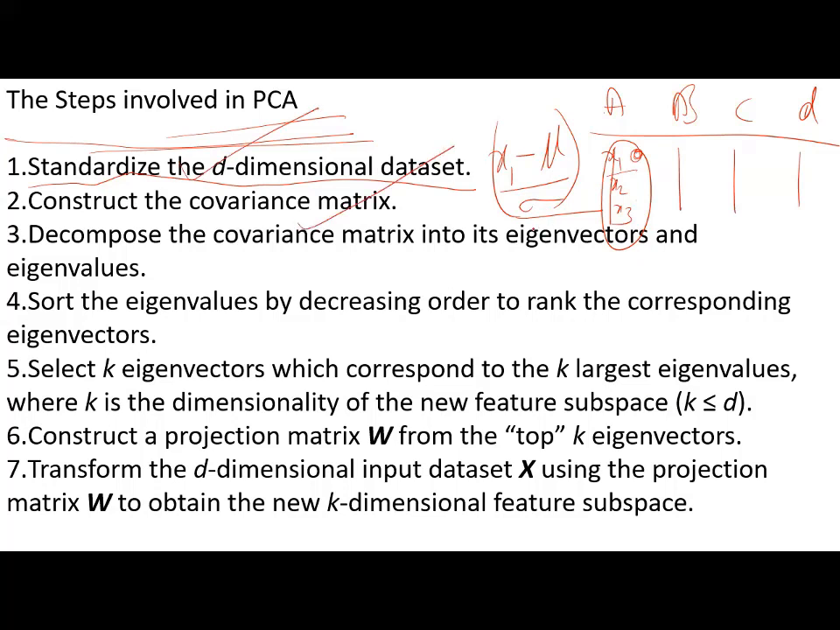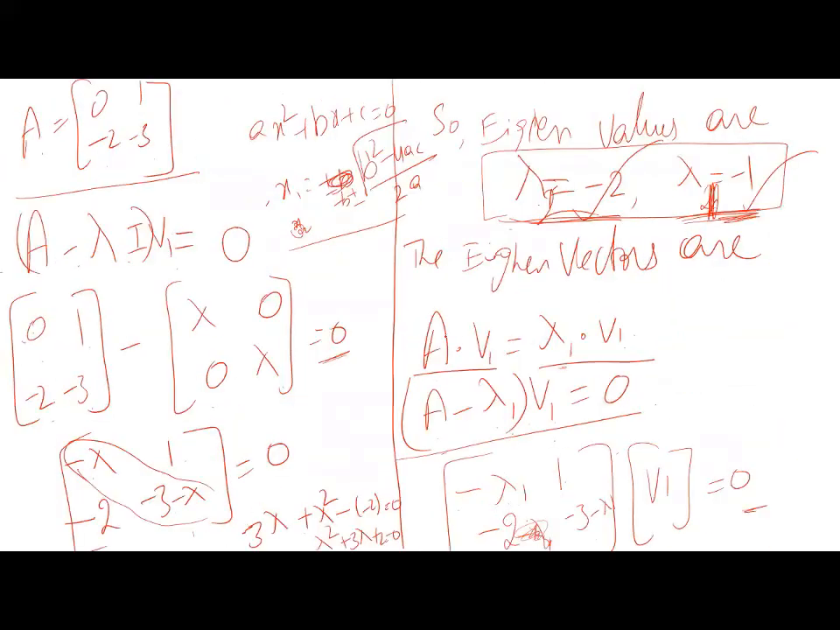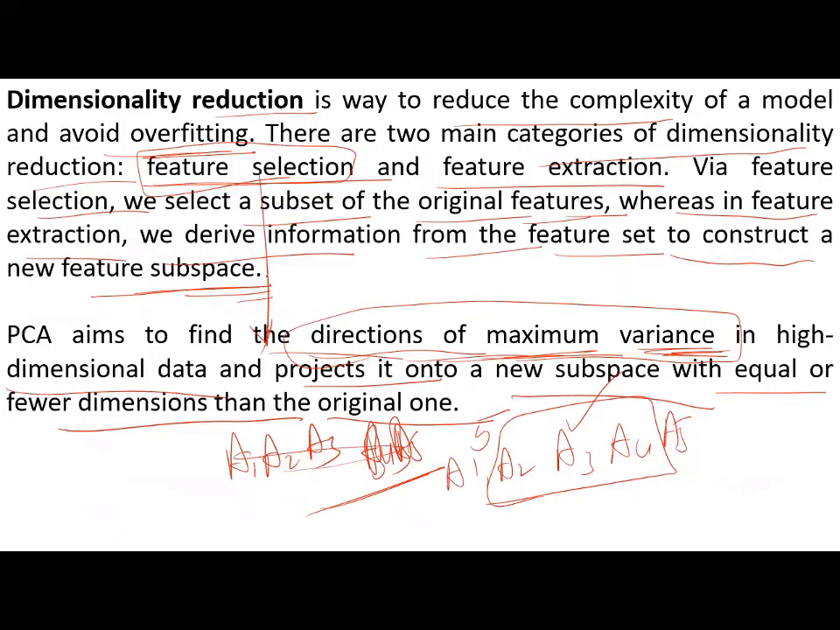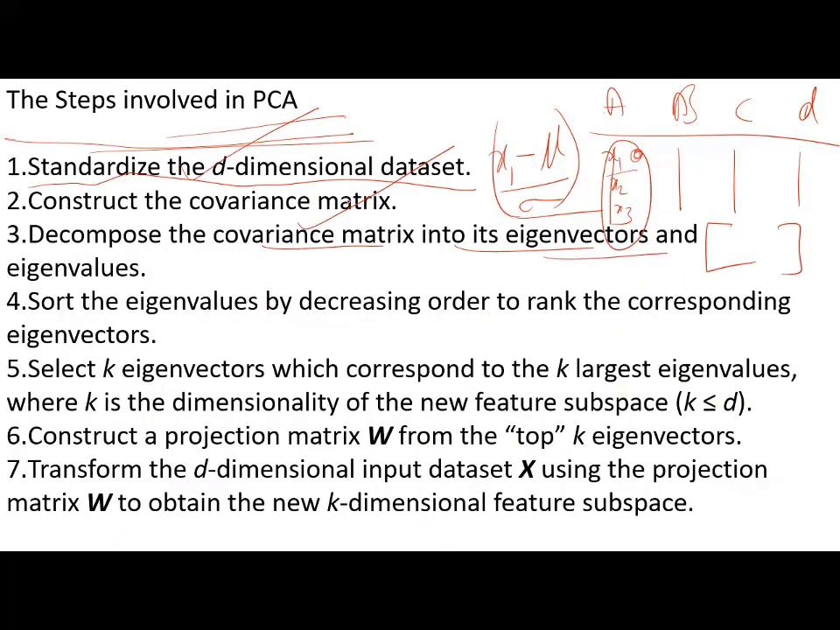Construct the covariance matrix. Decompose the covariance matrix into eigenvectors and eigenvalues. See, decompose the given matrix into eigenvalues and eigenvectors. After that, sort the eigenvalues in decreasing order to rank the corresponding eigenvectors. Select k eigenvectors which correspond to the k largest eigenvalues, where k is the dimensionality of the new feature subspace. That is, k is less than or equal to d.